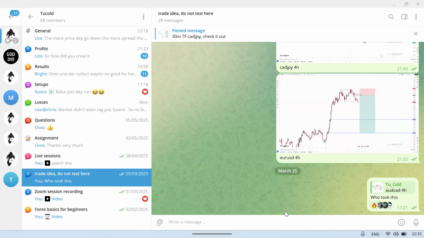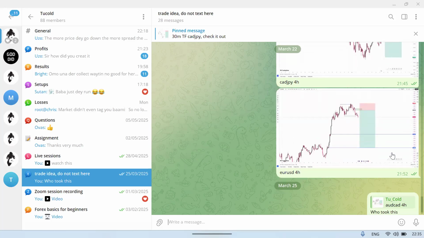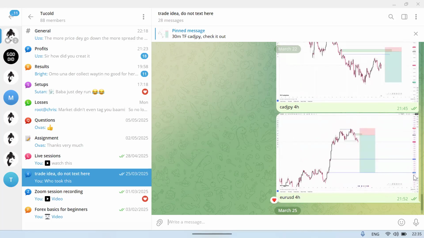Can you see my screen? If you can see my screen, these are the trade ideas I share with them. This Euro USD.